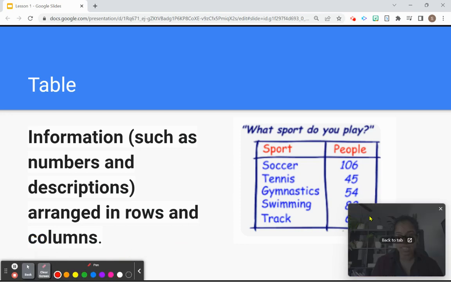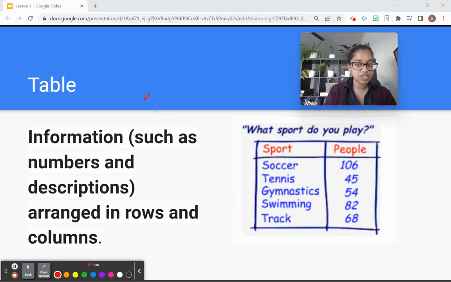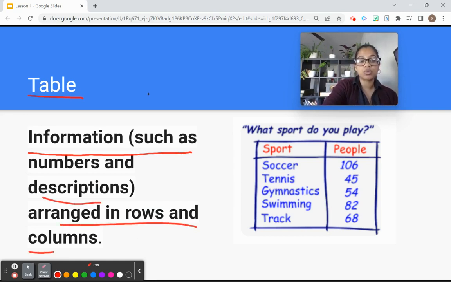We only have one for today. So our vocabulary word for today is a table. And what a table is, it gives us information such as numbers or descriptions arranged in columns or rows. So it's basically just a way to make reading data look a little bit easier.